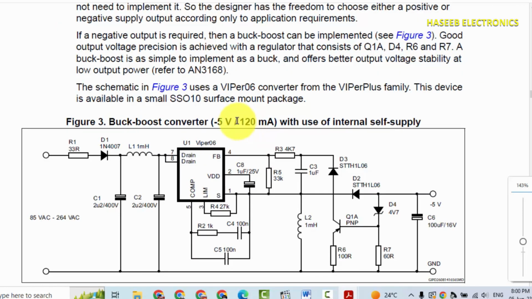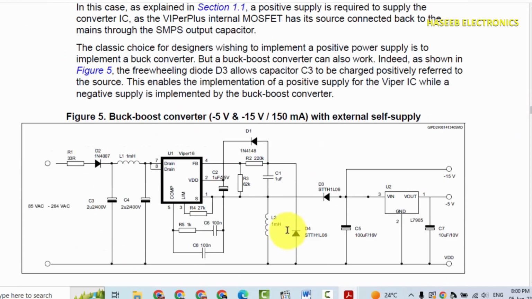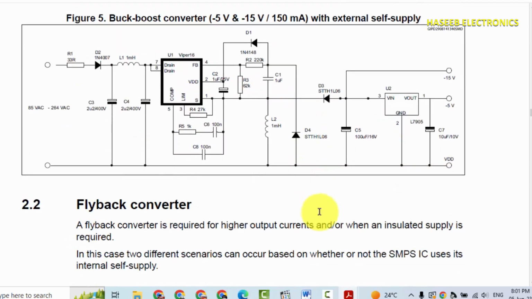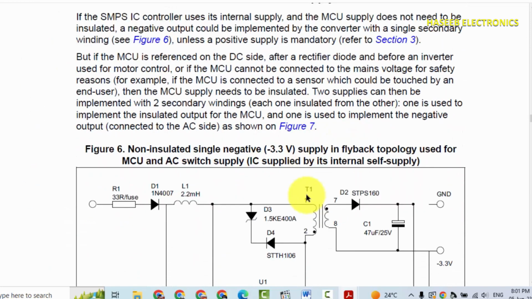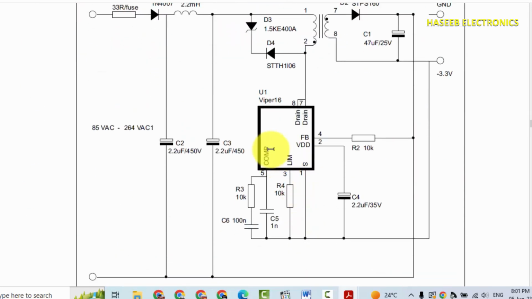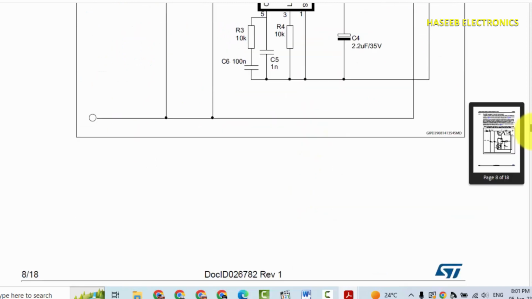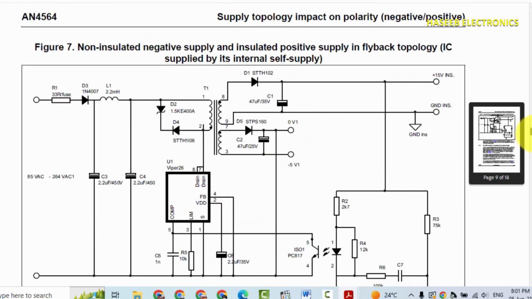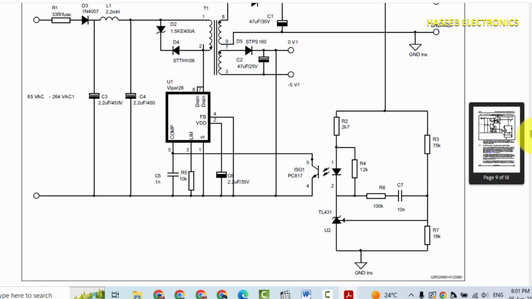AN4564. Here is -5V 120 milliampere output using Viper06. Here is another converter design for -15V and -5V output using this Viper16. You can also find different designs in this datasheet. Also, there is a flyback converter. It is also using Viper16L. So these sample circuits help us to understand the circuit with complete details.